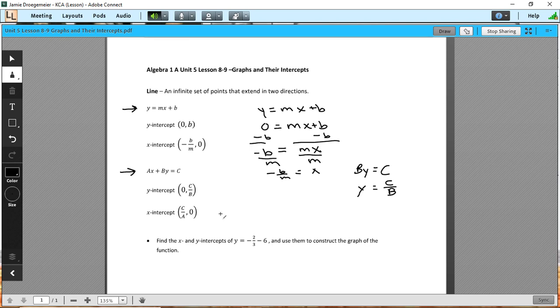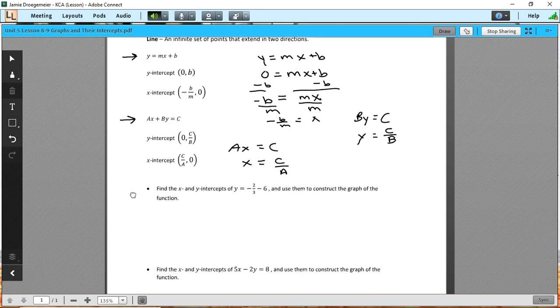The x-intercept, we would plug in 0 for our y. So we have ax, and we plug in 0 for y, which would zero out that y term, and we get ax equals c. Divide each side by a to solve it for x. So x equals c over a. So that's where these values that we have showing here came from. Let's look at how those work in practice.